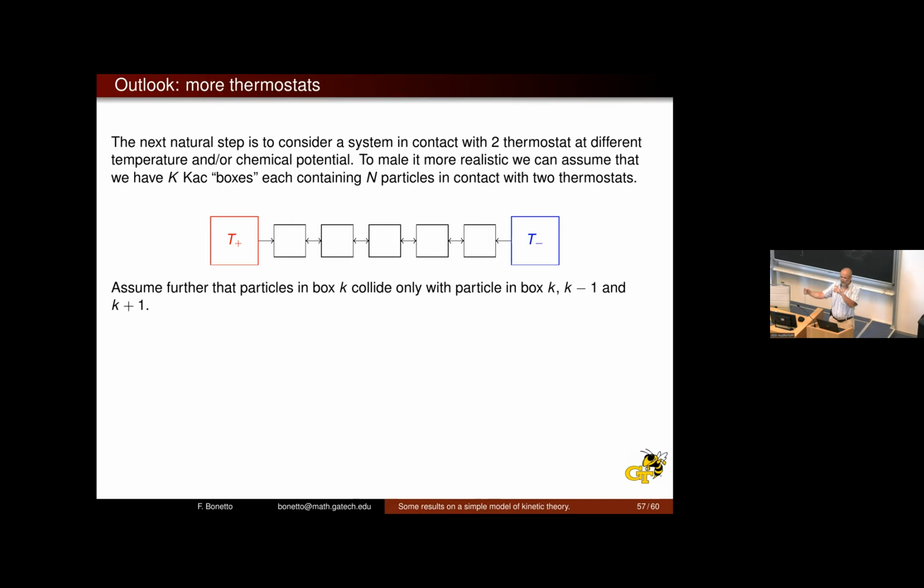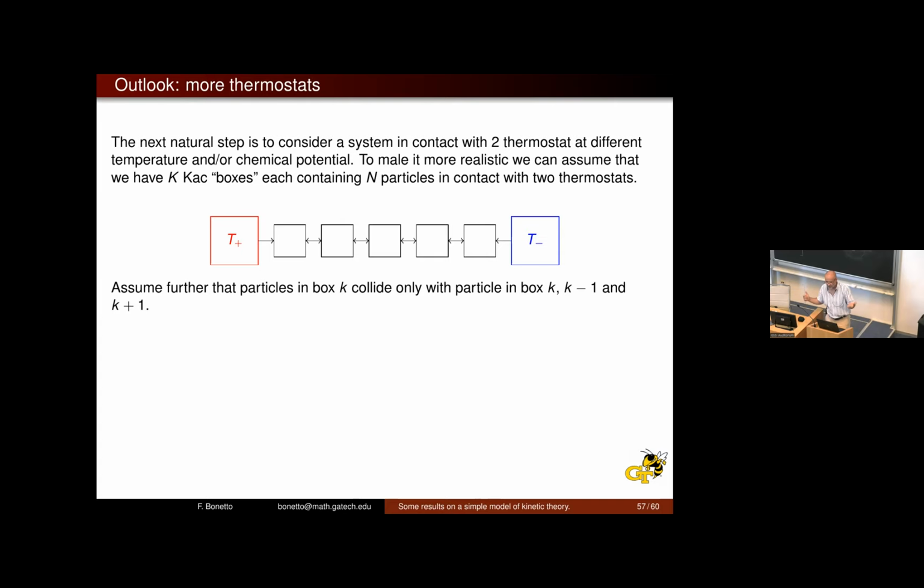And maybe they can also jump. And this can be done in three dimensions. Most of it is just a question of notation to go to three dimensions. So if you are in three dimensions, the thermostats can also give a drift in different directions, so you can create a shear in the system. You can create a flow of particles by putting different chemical potentials. You can do a lot of things.